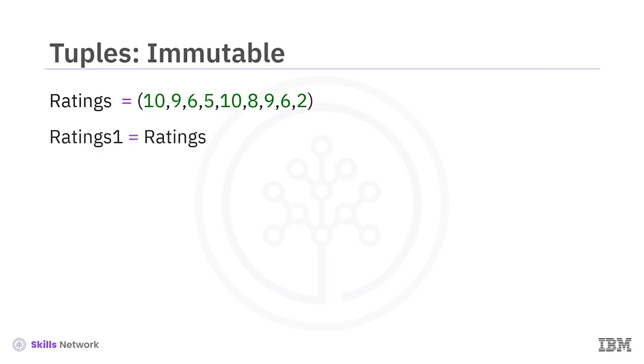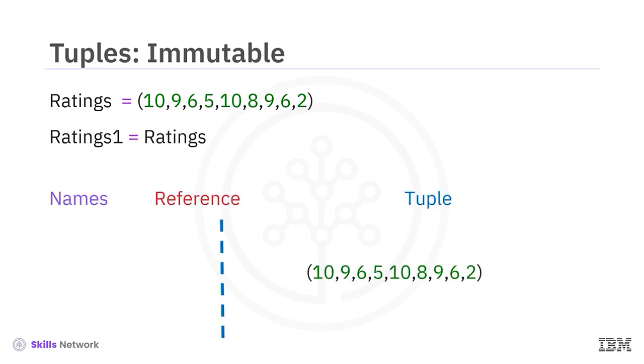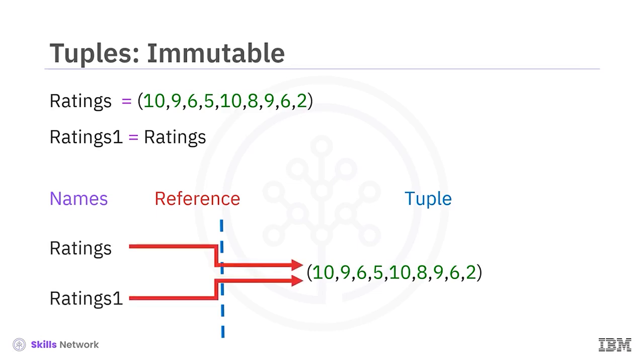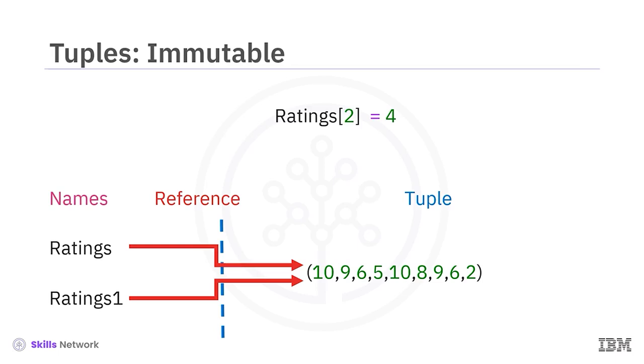To see why this is important, let's see what happens when we set the variable ratings1 to ratings. Let's use the image to provide a simplified explanation of what's going on. Each variable does not contain a tuple, but references the same immutable tuple object. See the Objects and Classes module for more about objects. Let's say we want to change the element at index 2. Because tuples are immutable, we can't.